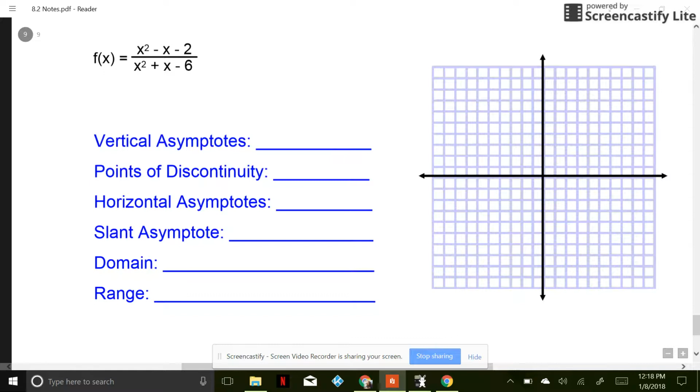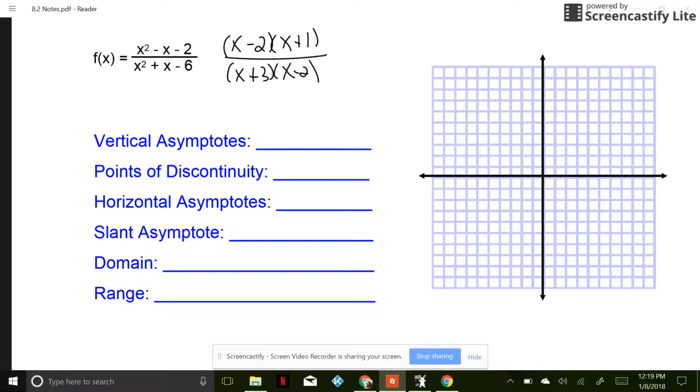Okay. So last problem we're going to look at here. First thing we need to do is factor the numerator and the denominator. That'll become (x - 2)(x + 1) over (x + 3)(x - 2). So first thing we look for is anything canceling. This time we do finally have something canceling, our x - 2s. So that means we will have a point of discontinuity, a hole at x = 2.